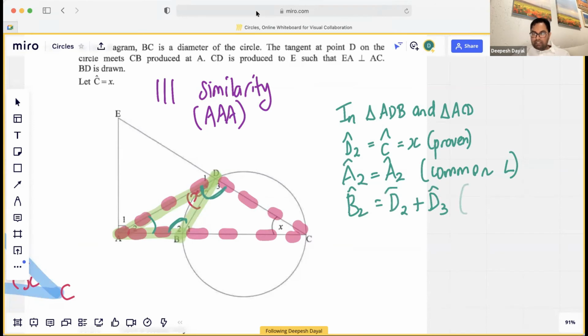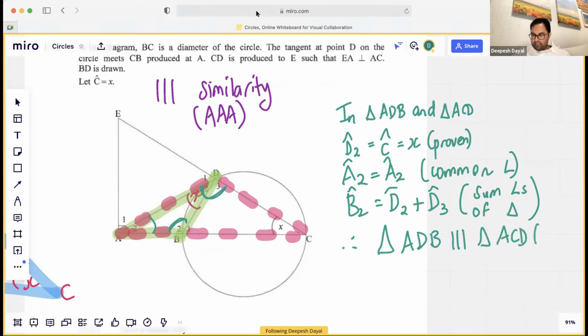And we call this rule, we say sum angles of triangle, because it's just the remaining angles of the triangle, right? Okay, so D2 plus D3 equals to B2. Okay, and therefore, triangle ADB is similar to triangle ACD.